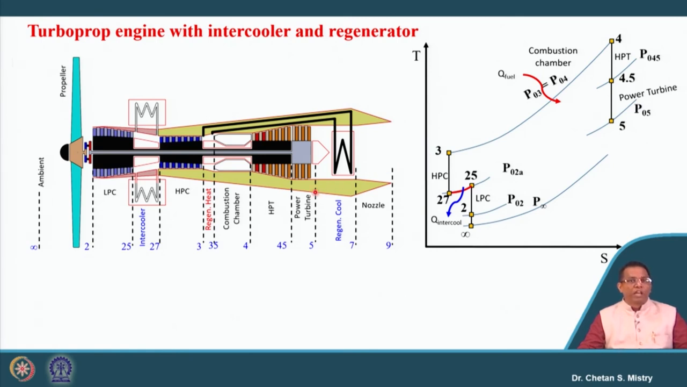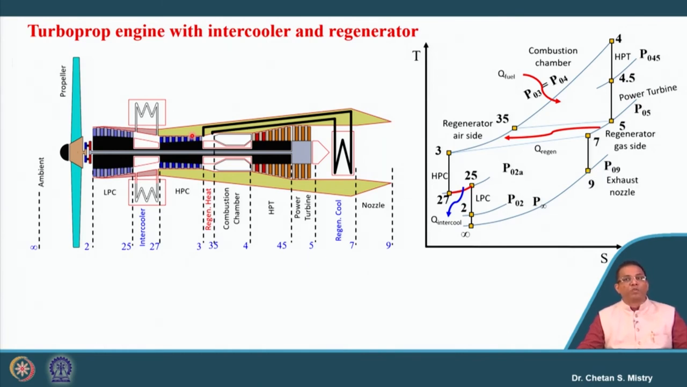Later on, if we look carefully, here we are having the regenerator. What will this regenerator do? It will exchange the heat between cold air and hot air. So hot air, or hot gas, is nothing but the flow coming out from the turbine, and cold air coming out from our compressor will get heated up here. So that's what we are representing in terms of the regenerator. Okay, so one side it is the cooler side, the other side it is getting heated up, and from 7 to 9 that represents my exhaust nozzle.